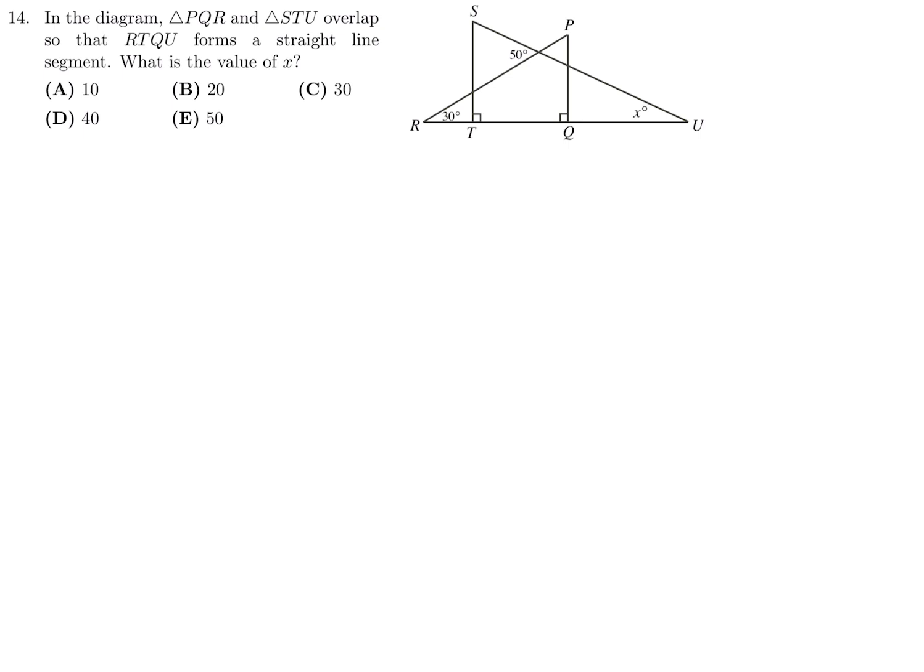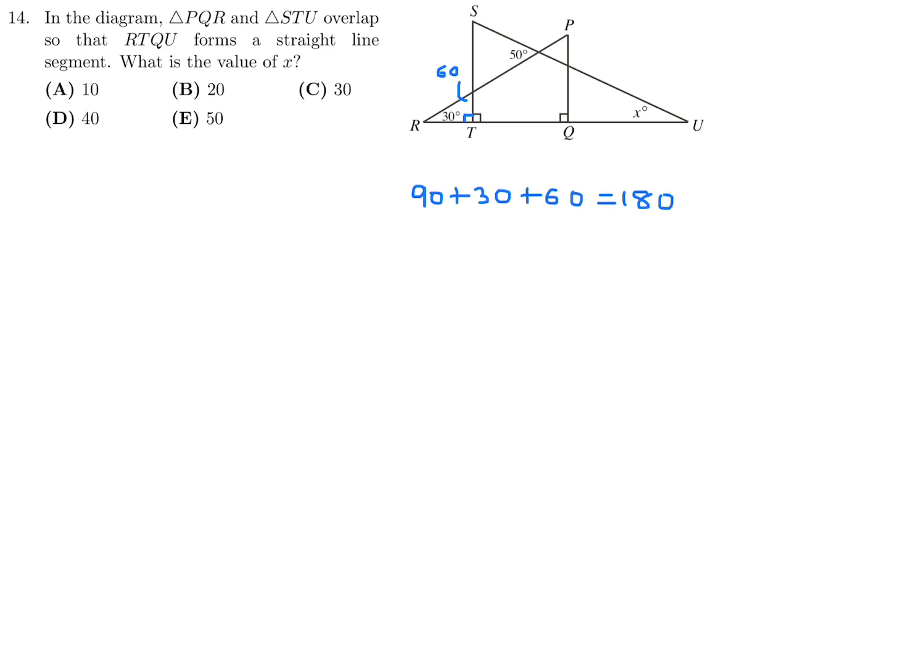In the diagram, triangles PQR and STU overlap so that RTQU forms a straight line segment. What is the value of x? Lots of different approaches to this. Like I always say, whatever you feel is most comfortable. Let's see here. This is a right angle, right? So that means on this side, that's also a right angle. So this little guy in there has got to be 60, because the sum of the angles of a triangle equals 180. So 90 plus 30 plus 60 is indeed 180.